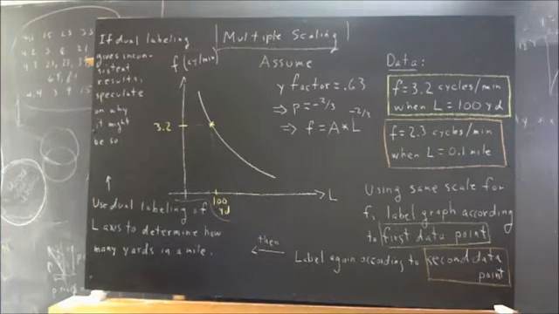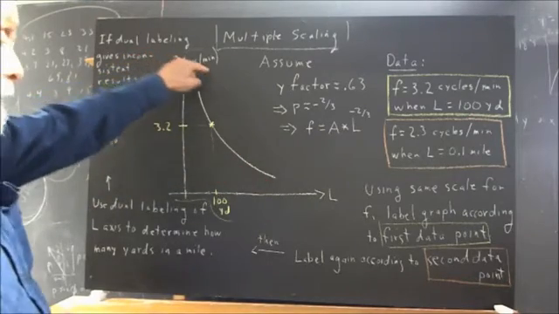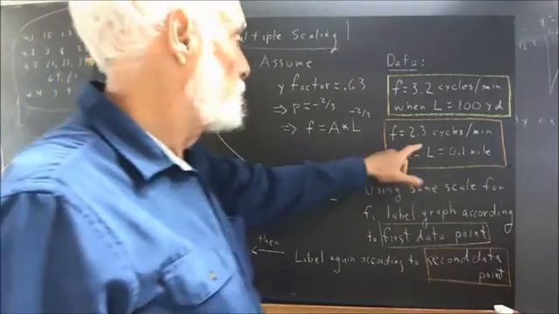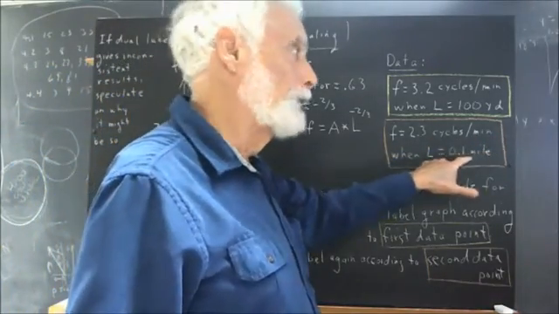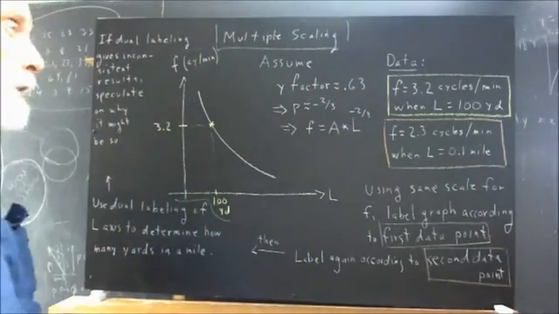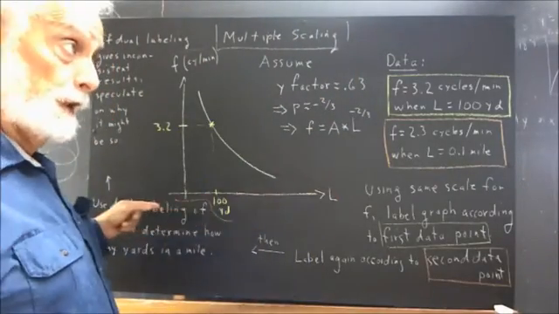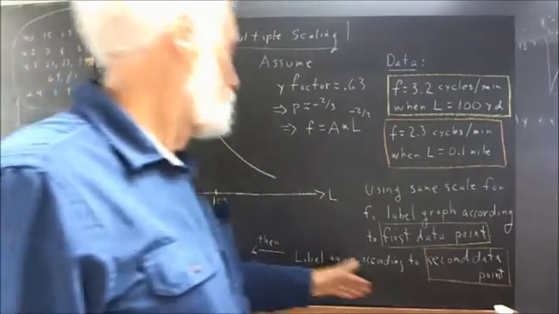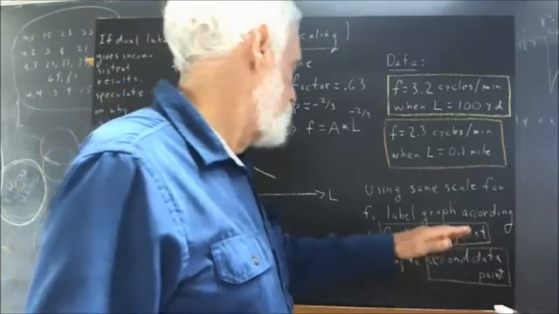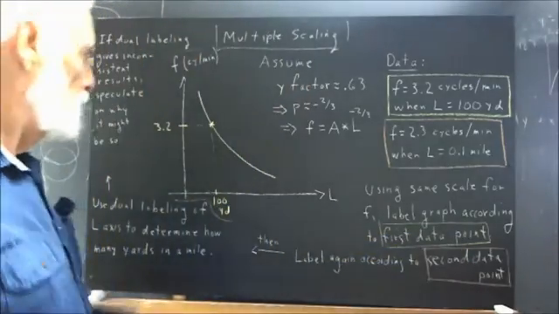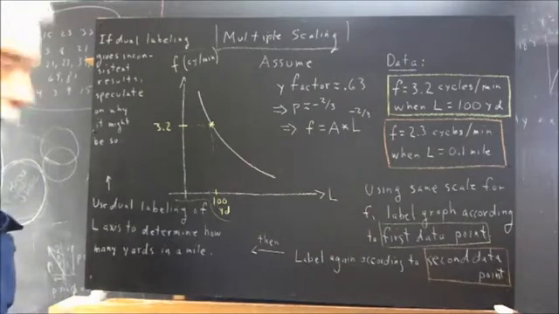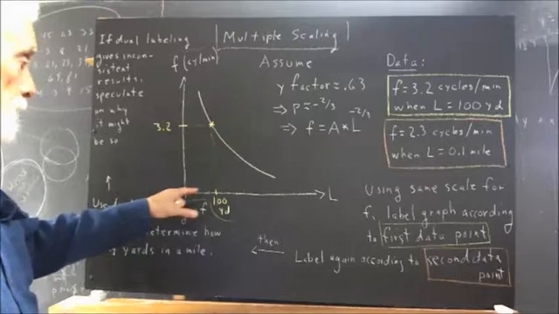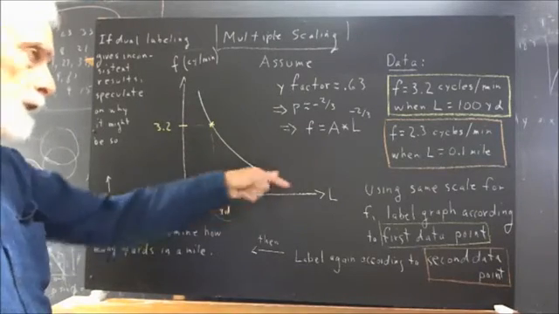Okay? Now, same scale for your frequency. You have a frequency of 2.3 cycles per minute when your length is 1/10 of a mile. So my question is, where's 1/10 of a mile going to be down here? You're going to have to figure out how to use this data to do that. So, label the graph, again, according to the second data point, okay? Now, having labeled it for the first data point, if 100 yards is here, then of course I'd label 200 yards here, 300 yards here, 150 yards, 50 yards, and so forth.